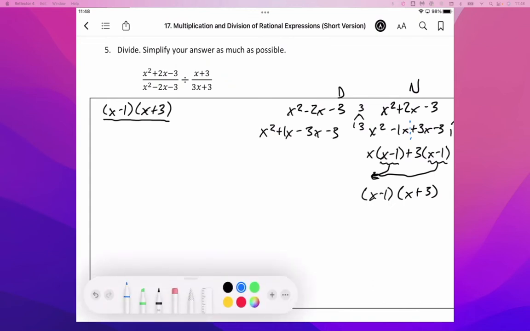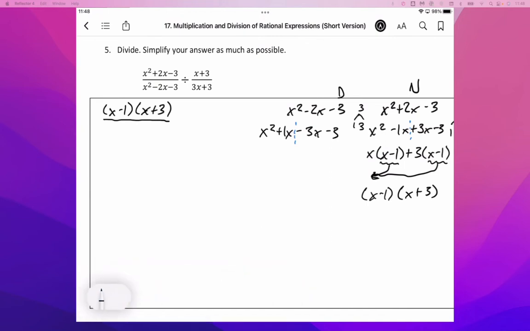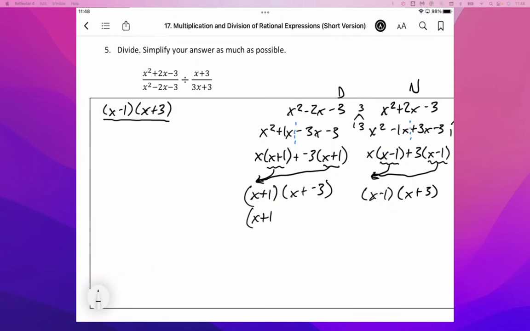We do the da-da-da. On the left, I can factor out an x. On the right, I need an x plus 1, so I need to factor out a negative 3. So x plus 1's factor out. We have an x plus a negative 3. If we rewrite that, x plus 1 times x minus 3. So our new denominator is x plus 1 times x minus 3.